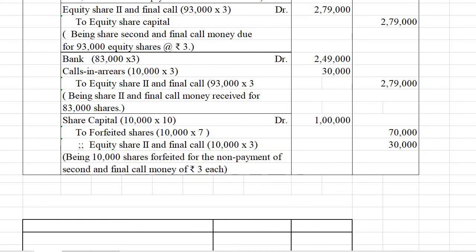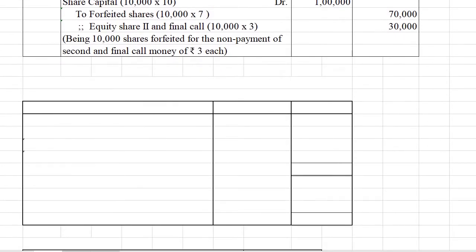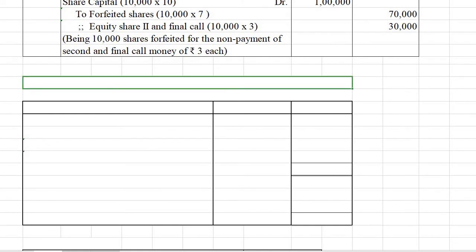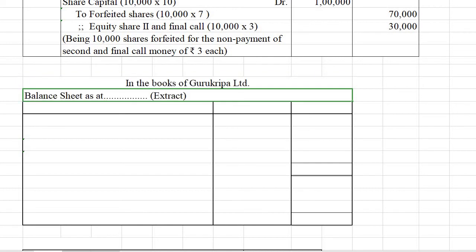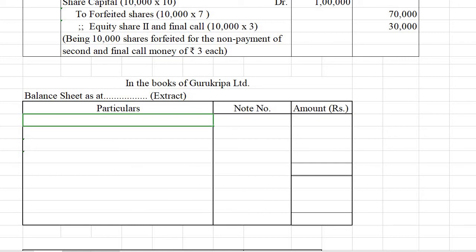Yes, here our journal entry is completed. I hope all of you have understood how to prepare the journal entries. Now we are going to see how to prepare the balance sheet. So in the books of Guru Kripa Limited, extract of balance sheet we are making, means writing only the essential things. So balance sheet heading we can do: particulars, note number and amount.